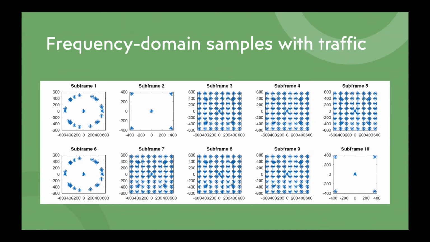So what happens if we introduce traffic into the system? In this example, we consider the frame that has the cache. That means that the frame has the synchronization signals. We observe the constellation of those signals here in subframe 1 and subframe 6. The other subframes contain the samples of the PMCH.